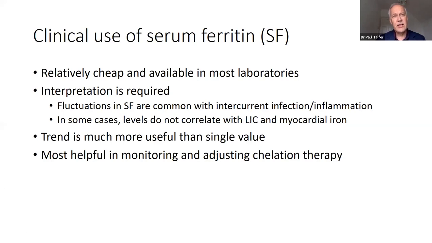And if you look at the guidelines for use of the newer chelating agents, particularly Exjade or deferasirox, serum ferritin is really the most common, or the recommended indicator for making adjustments in dosage of Exjade. So for instance, if the level of ferritin goes below 500, the guidance is either to stop the Exjade or to reduce or modify the dose.